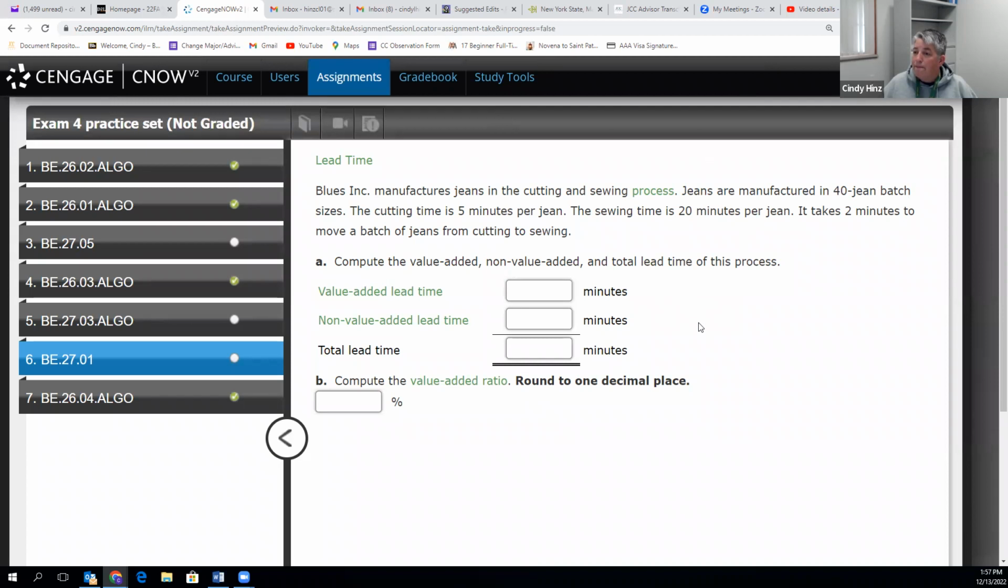So the cutting time is 5 minutes per jean and sewing time is 25 minutes. Those are the 2 steps in the process that are adding value to the process.